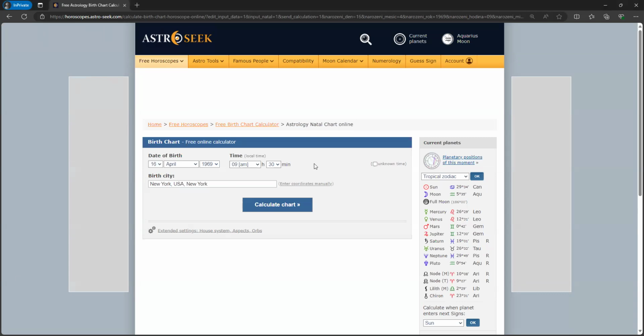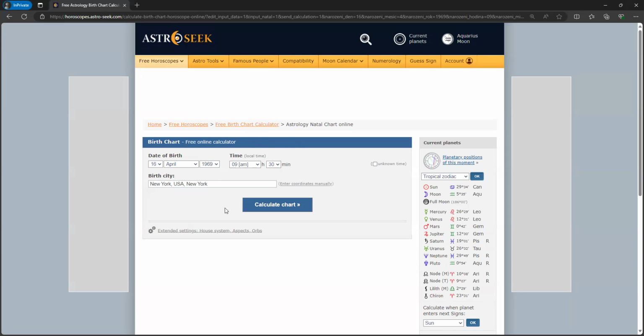Time is very important because it helps you to get an accurate description of your natal chart, including the ascendant and the degrees, which if you learn more advanced astrology, you'll see how those are important. However, if you don't know it, you could click unknown time. Okay. I will do this with the hope that you do have a time for your birth chart.